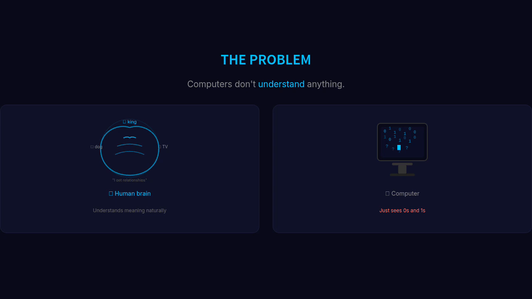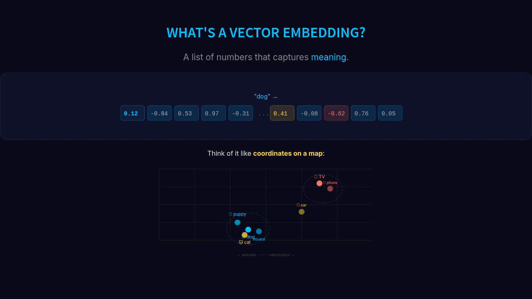But on the other side, you have a computer. A computer doesn't understand anything. It just sees ones and zeros. It doesn't know what dog means. It doesn't know what puppy means. For a computer, every word is just a random label. So the question is, how do we make a machine understand that dog and puppy are related, but dog and TV are not? That's where vector embeddings come in.